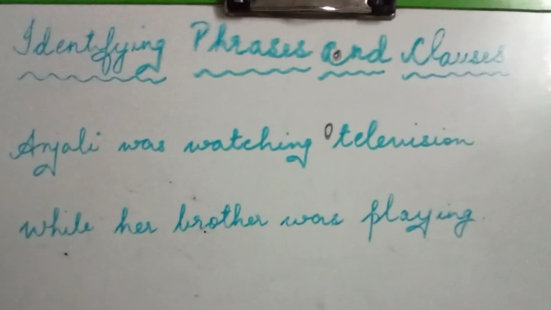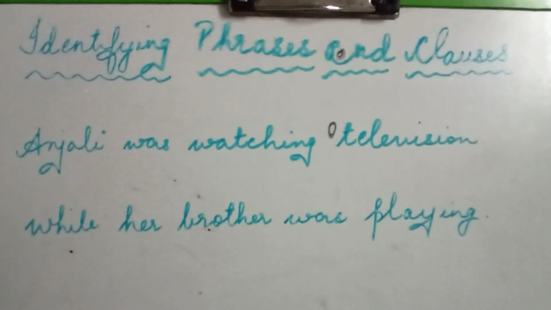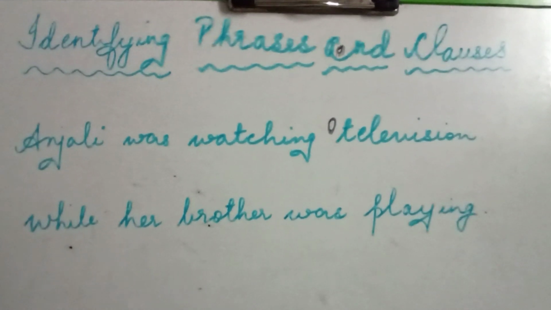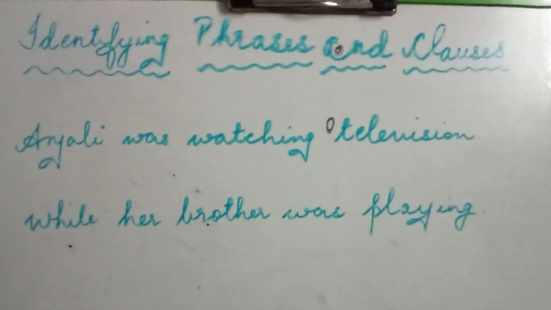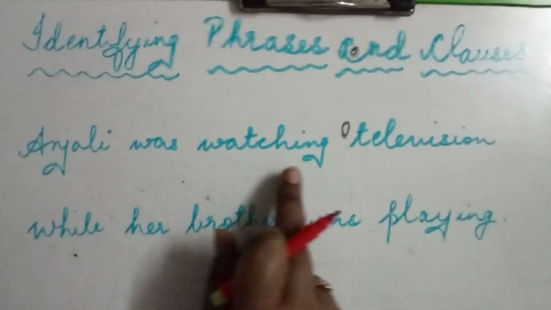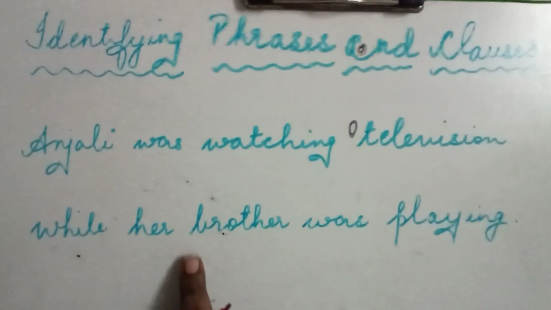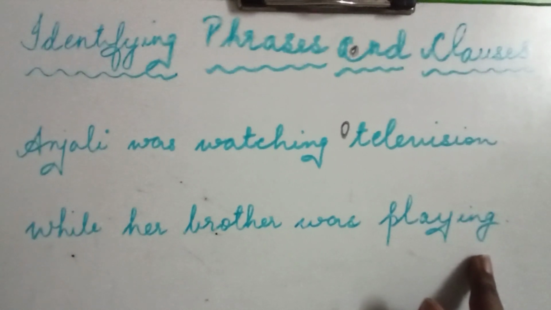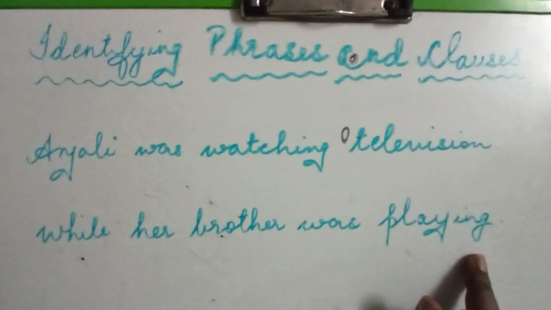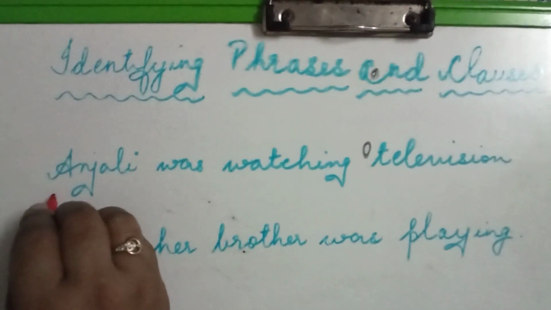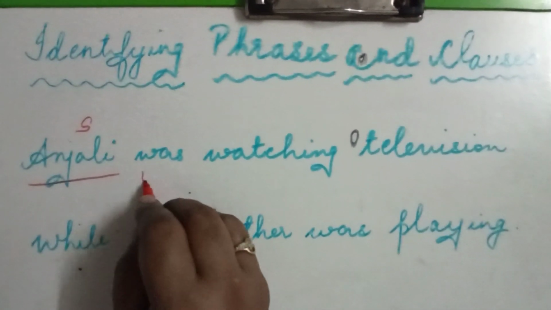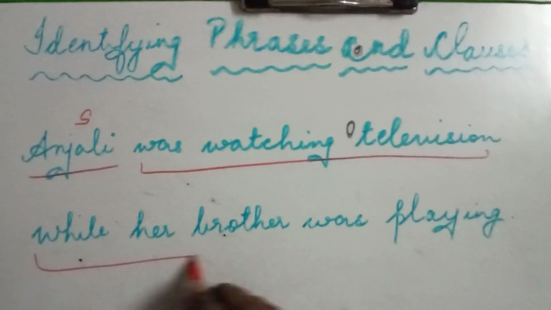So let us identify which group of words from this sentence is a phrase or a clause. Now look at this sentence. Anjali was watching television while her brother was playing. If I ask you to identify the subject and predicate, you will say Anjali is the subject and the rest of the sentence is the predicate.